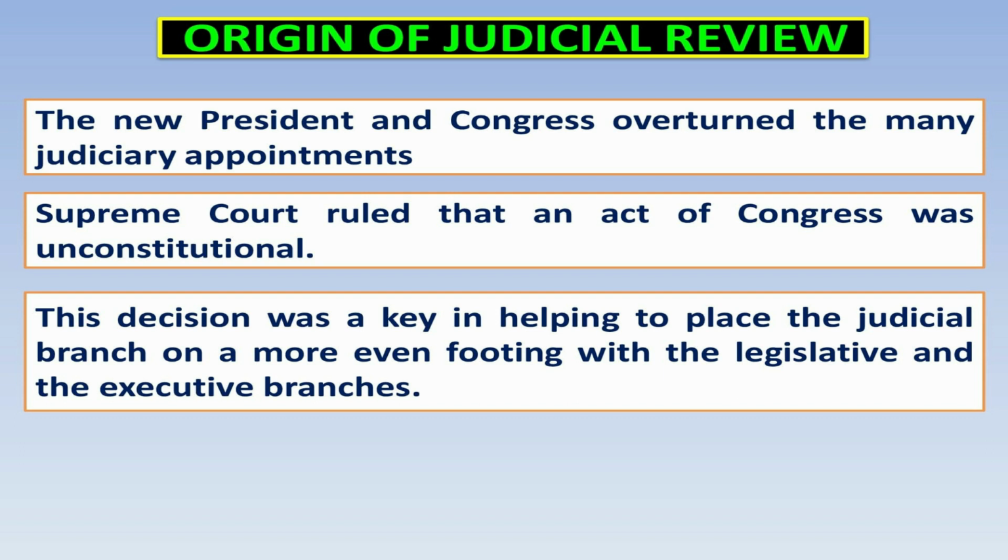For the first time in the history of the new republic, the Supreme Court ruled that an act of Congress was unconstitutional. This ruling established the precedent of the judicial branch of the government to declare a law unconstitutional. This decision was a key in helping to place the judicial branch on a more even footing with the legislative and the executive branches.